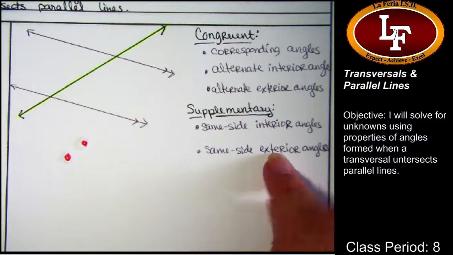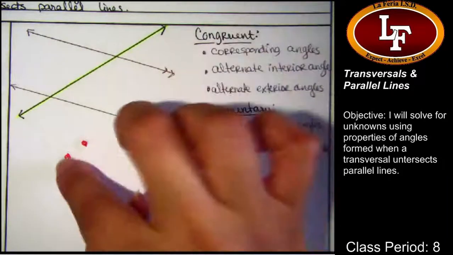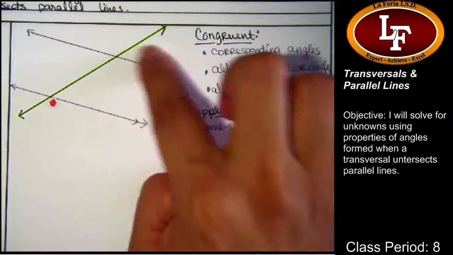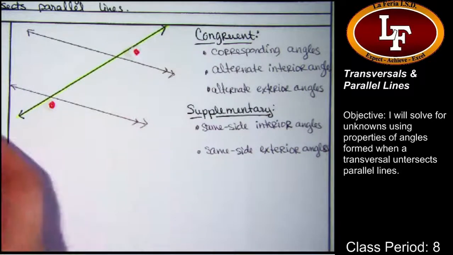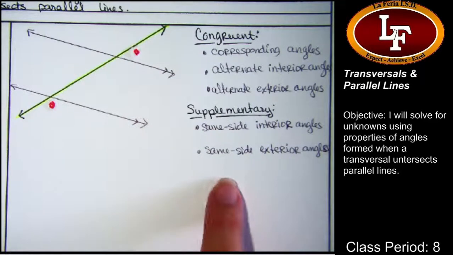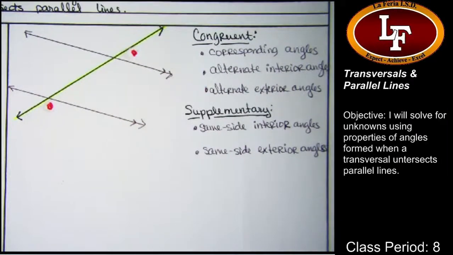Exterior means they need to be on the outside of the lines the transversal is crossing. So one angle here and one out here. That is what they look like to be same side exterior. Please take a moment right now and sketch this, maybe off here to the right next to same side exterior, or over here to the left. This is what it looks like to be same side exterior. Please take a moment right now to sketch that or somehow indicate it on your drawing.